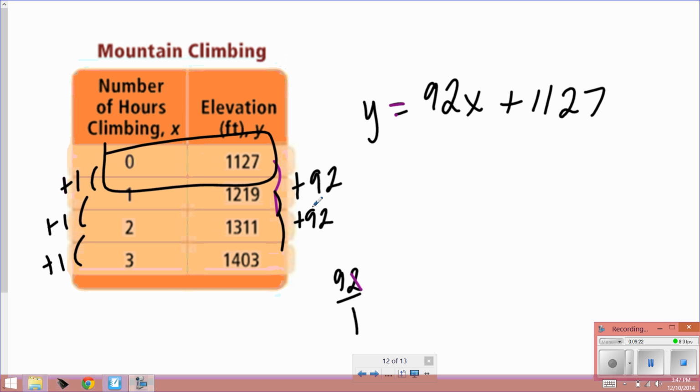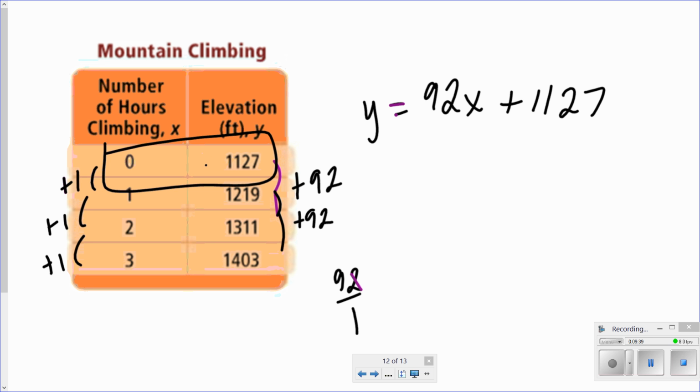So you should have gotten that you're adding 92 every time. You're adding 1 every time. So I have 92 over 1. So I have 92x plus my 1,127, because when X is 0, I have 1,127. Now let's say this number was a negative. If our initial value is a negative, then we would just have 92x and then a minus 1,127. But since it's positive, that's why we just have a plus sign.